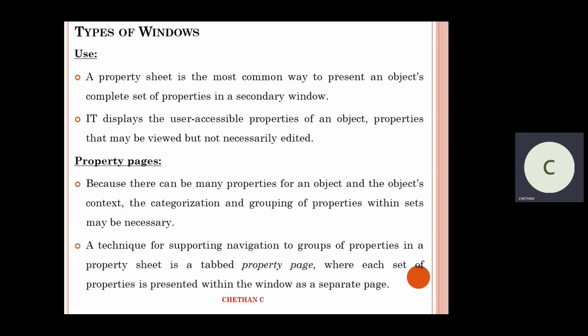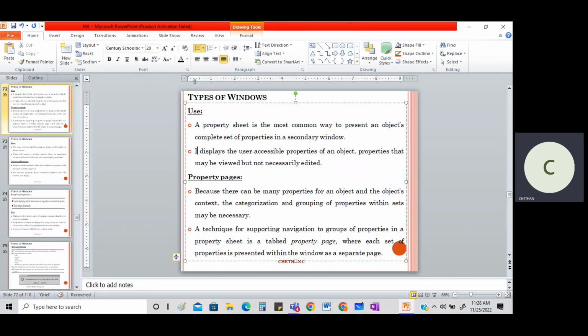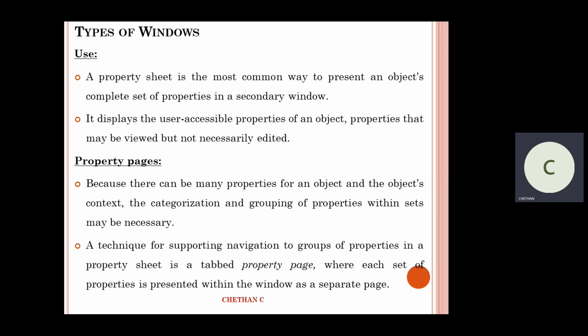We generally use it to set a set of properties to the secondary window, that particular window. So we generally use that. Okay, so it even displays. Why I've written it? It should be it, right? I'll be thinking about the idea and then writing it so that is how it comes. Now it displays the user accessible properties of an object, properties that may be viewed but not necessarily edited.